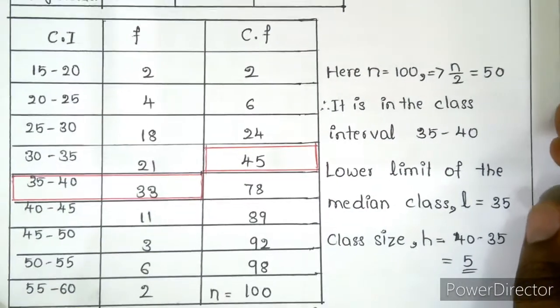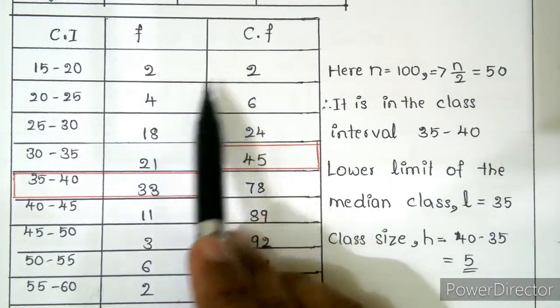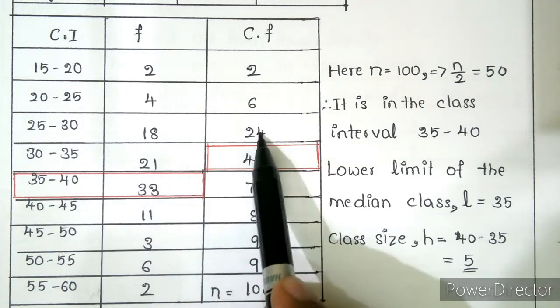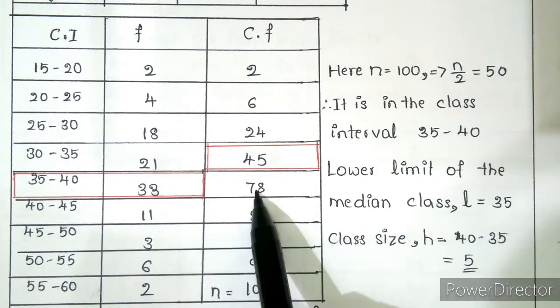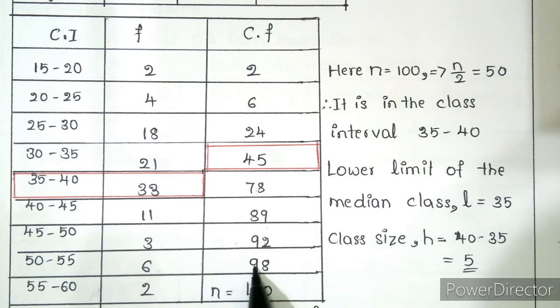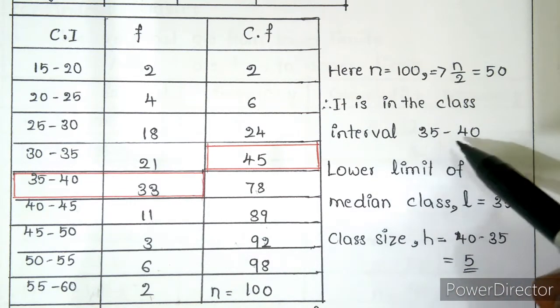Okay, the cumulative frequency you have 2, so 2 plus 4 is 6, 18 plus 6 you have 24, 21 plus 24 is 45, 33 plus 45 is 78, 11 plus 78 you get 89, 3 plus 89 you get 92, 6 plus 92 is 98, 2 plus 98 you get 100. So already they given 100 policies, so n is equal to 100. Therefore n by 2 equals 50. So it is in the class interval 35 to 40.